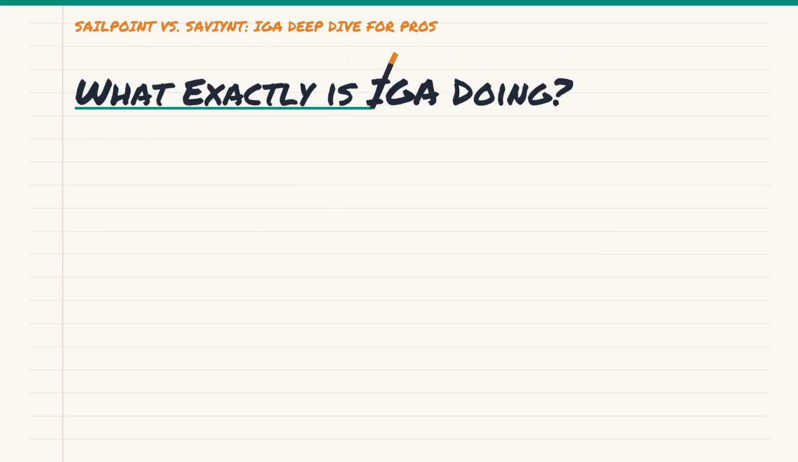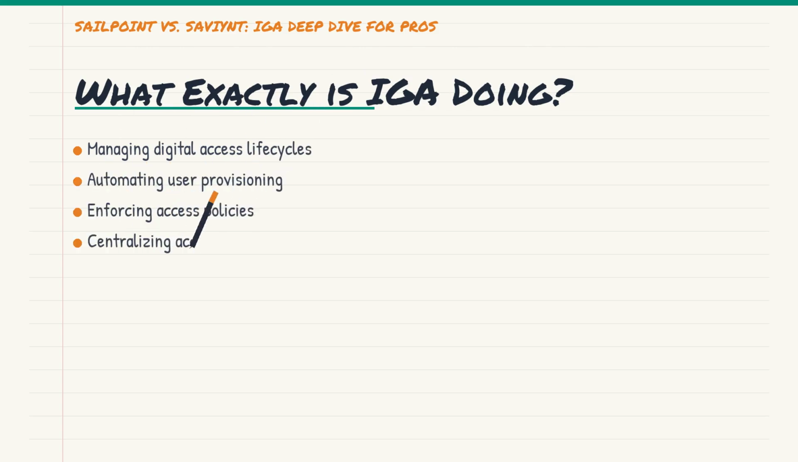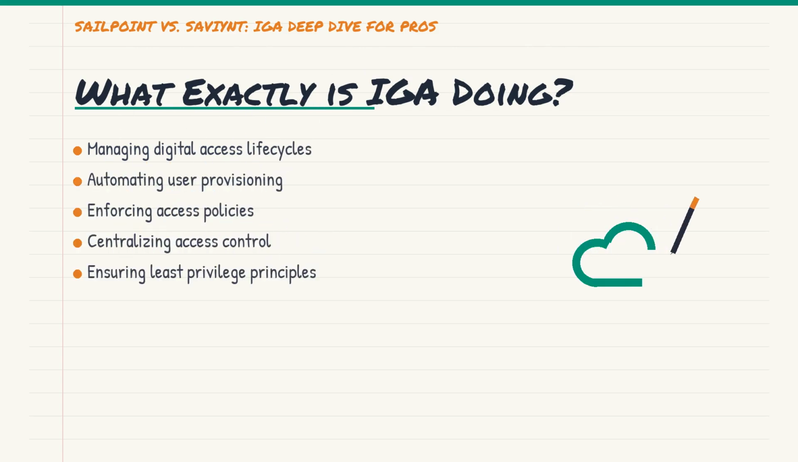Before we pit them against each other, let's quickly frame what we are even talking about. At its heart, IGA is about managing who has access to what resources, and ensuring that access is appropriate and compliant. Think of it as the ultimate bouncer and auditor for your digital kingdom. It's more than just provisioning accounts, it's about the entire life cycle of access, from granting it initially, through regular checks, to revoking it when it's no longer needed. We are talking about automating these processes, which is critical in large, complex environments.